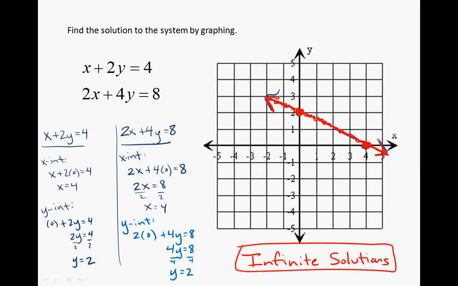So that previous one, the parallel lines with no solution, and this one where we have infinite solutions, those are two really important cases to remember. All right, we're going to do one last example. It's a word problem, and then we can call it a day.